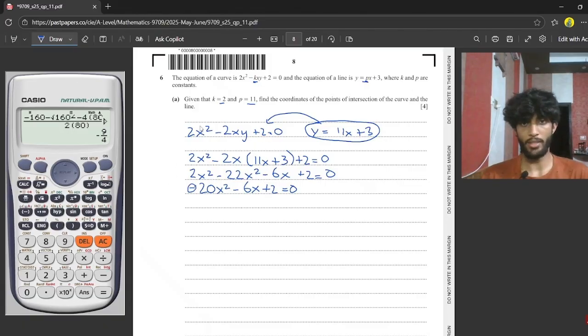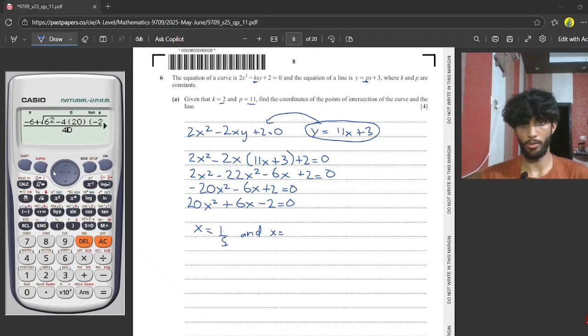I don't want this negative sign to be here, so I can multiply the entire equation by negative 1, and I'll get 20x squared plus 6x minus 2 is equal to 0. And now I basically have a quadratic. I can solve this using the quadratic formula. So minus b is going to be minus 6 plus under root 6 squared minus 4ac over 2a. So 2a is going to be 40. So one of the values is 1 by 5, and the other value, we put this sign to a negative, is going to be negative 1 by 2.